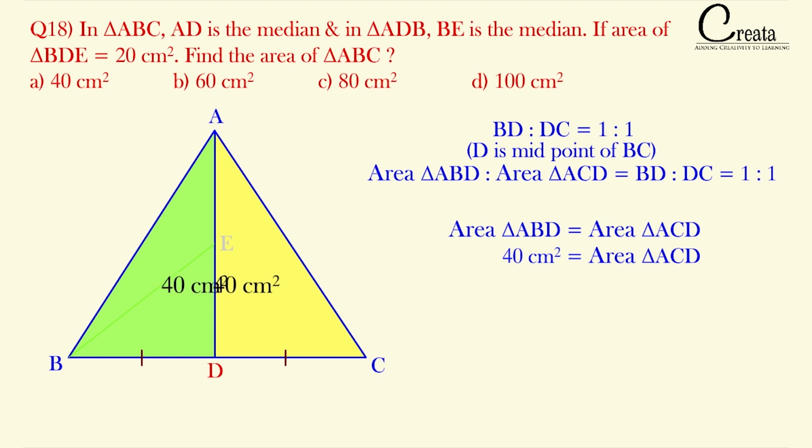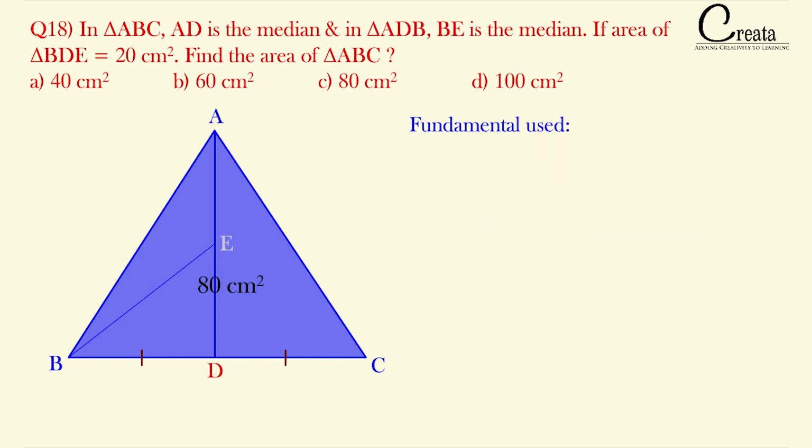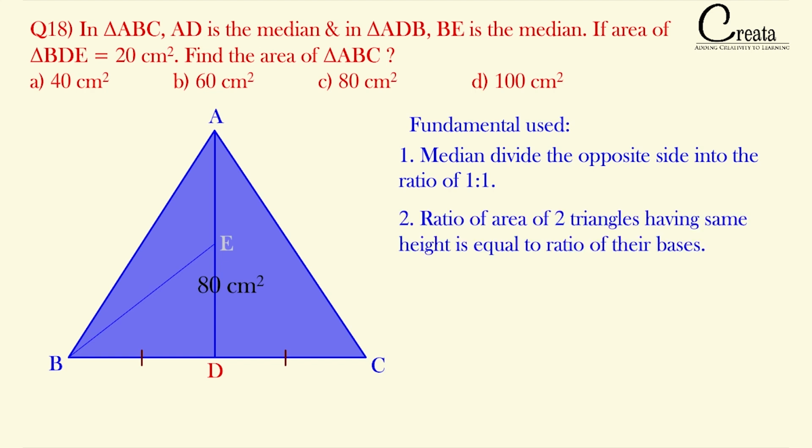Let's add the areas of both the triangles. We got the area of triangle ABC as 40 plus 40, that is 80 cm square. That is the answer of the question. Okay, got it? So the fundamental that we have used in solving this question is the fundamental of the median. That is, a median joined to the midpoint of the opposite side divides the opposite side into the ratio of 1:1. Further, the second fundamental that we have used is that the ratio of the areas of two triangles having the same height or altitude is equal to the ratio of their bases. Got it? Let's move to the next question.